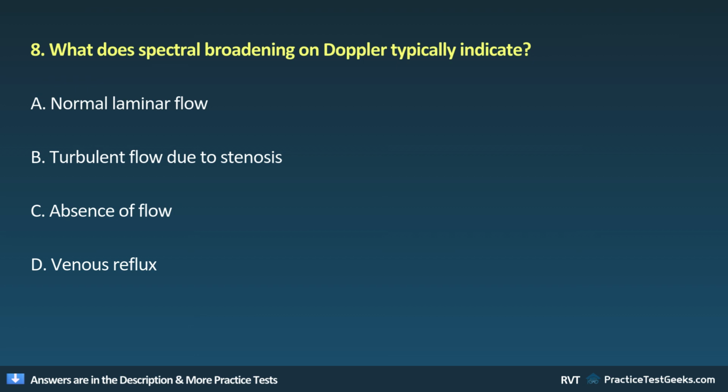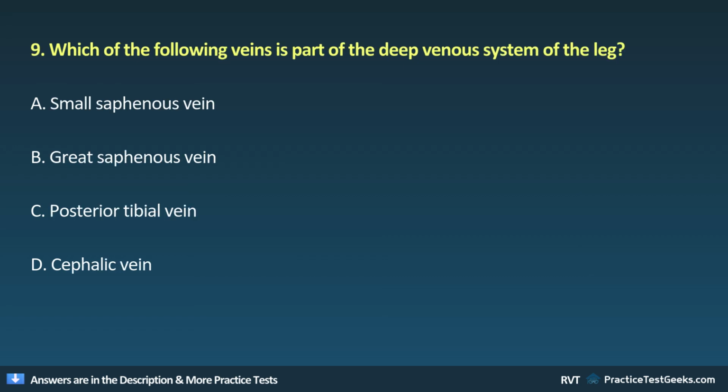8. What does spectral broadening on Doppler typically indicate? A. Normal laminar flow. B. Turbulent flow due to stenosis. C. Absence of flow. D. Venous reflux.